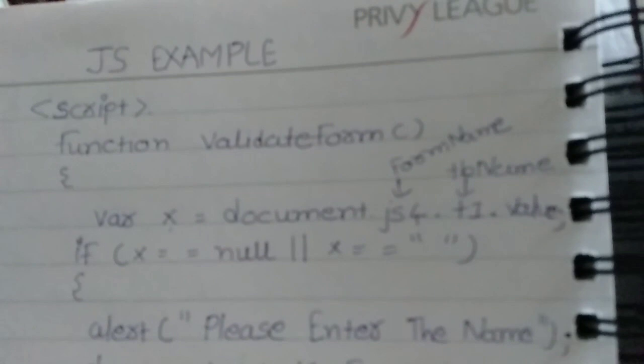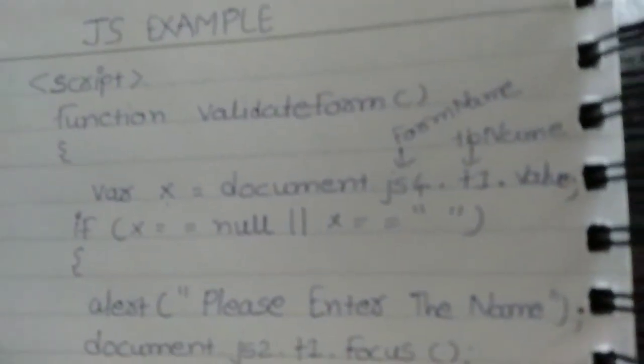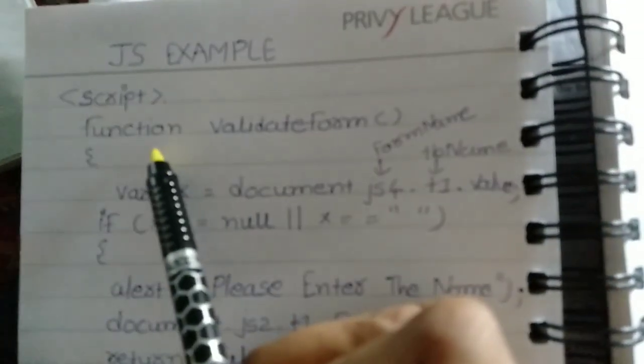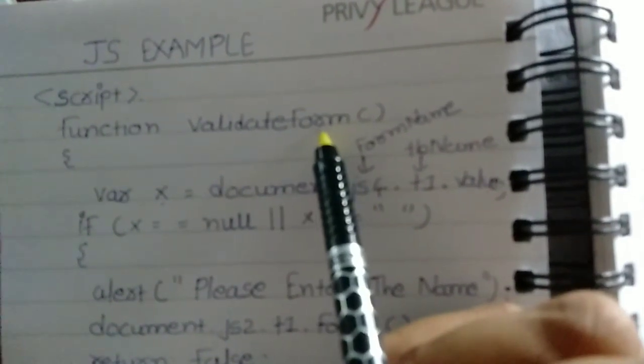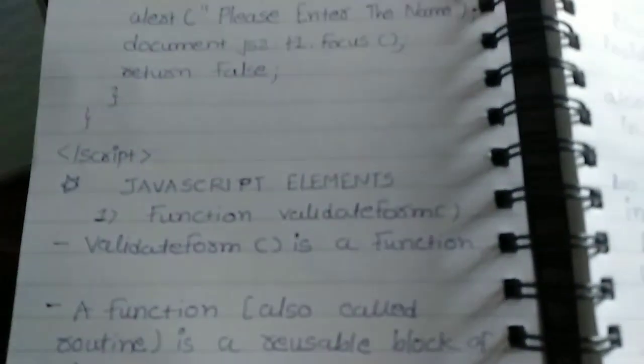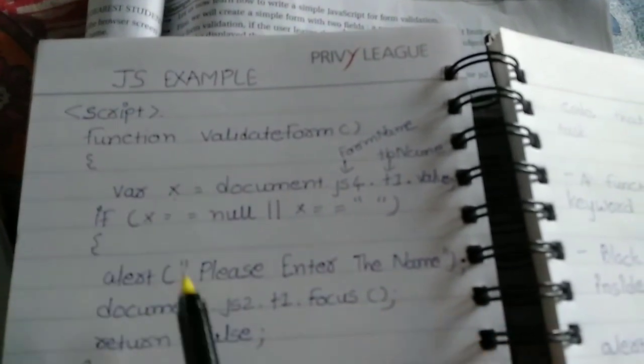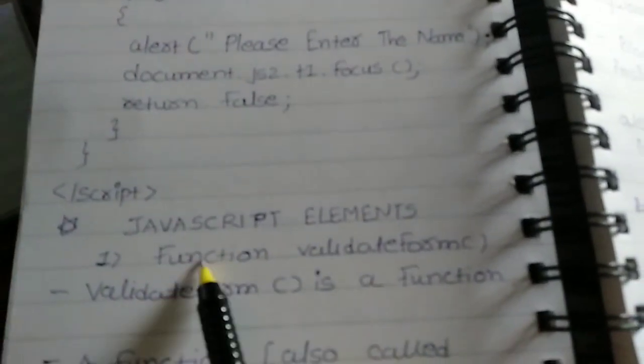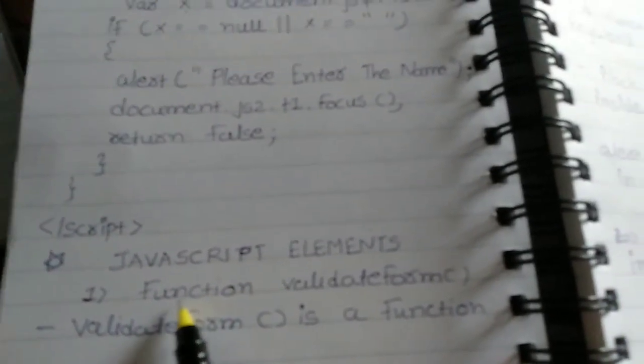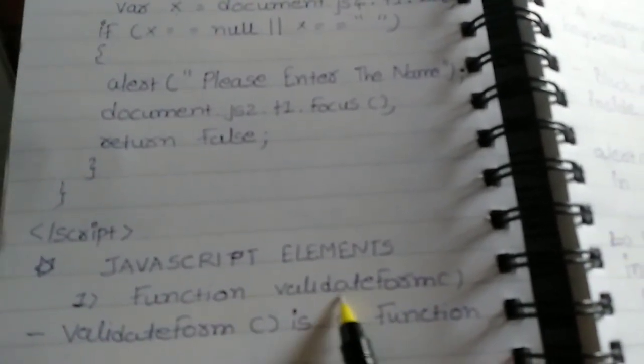Now in your script tag, can you see I have written function validateForm. Now what do you mean by function? It is the most important JavaScript element. I will tell you step by step. First element is function. Function validateForm.